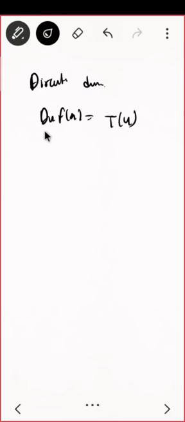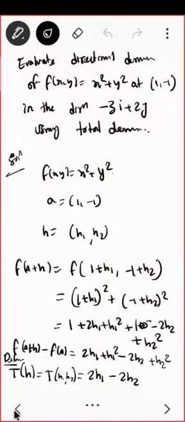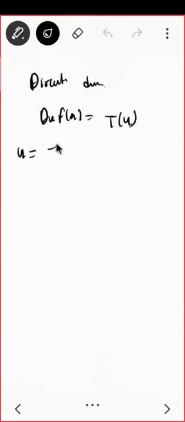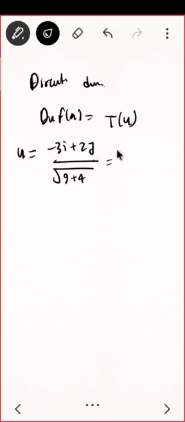But first we have to make u, that is, a unit vector. The vector given to us is (-3, 2). So -3i plus 2j divided by what? Square root of 9 plus 4, that means 13. So it will be -3 by root 13 i plus 2 by root 13 j. So this is u.